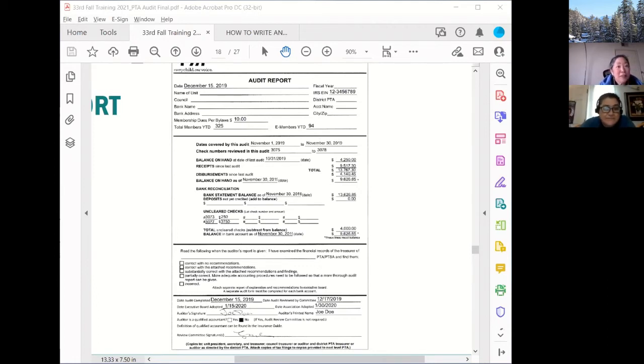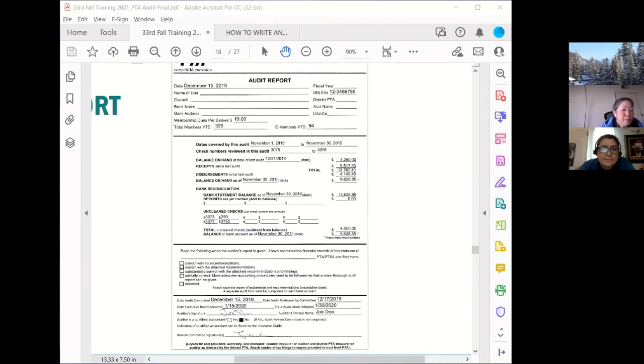Okay, well, I do want to point out on here, if you're looking closely, one of the main important parts is you need to be able to check a box, whether it's correct with recommendations, correct with attached recommendations, et cetera. But one of those boxes must be checked. And I realize it's not checked on our sample. Is there any other questions on this form?